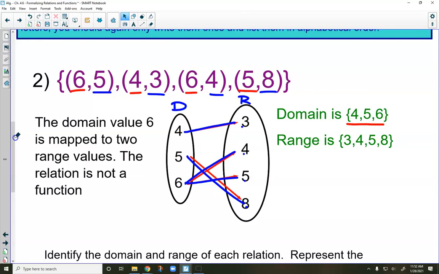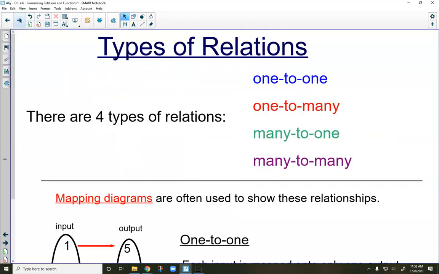From here, we can do more things with the mapping diagram. We can identify types of relationships and if it represents a function or not. There are types of relationships, 4 to be exact. 1 to 1, 1 to many, many to 1, and many to many. We're going to tie this to dating right now, okay? When you think of dating, you can help recognize if this is a function or not, based on the relationship you have.